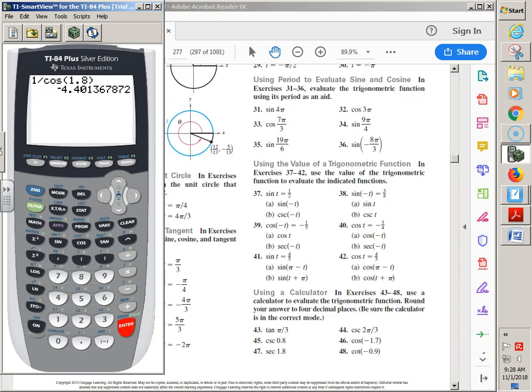I need my calculator to be in degree mode? Nope, radian mode. And then you'll have your correct answer of negative 4.401. Is that cool? Any other questions from homework? Tony? 18. What was going on in 18?